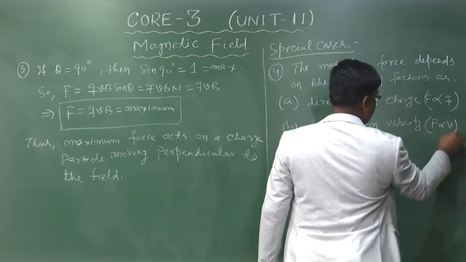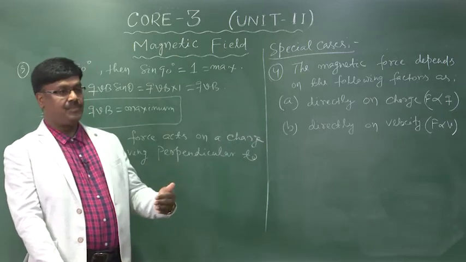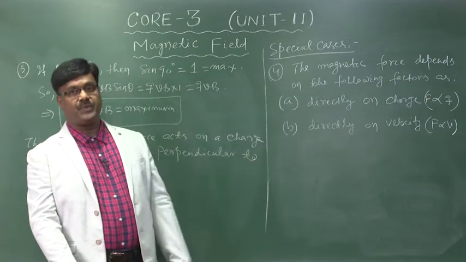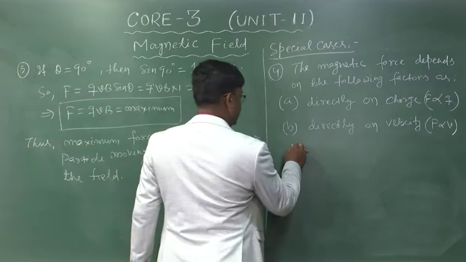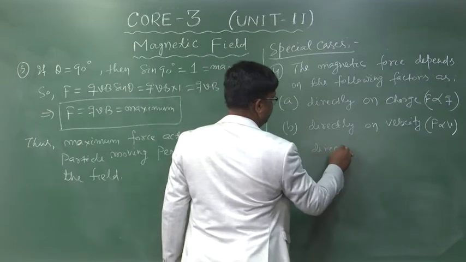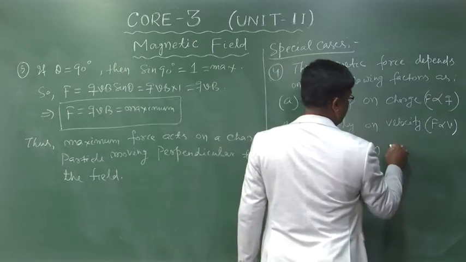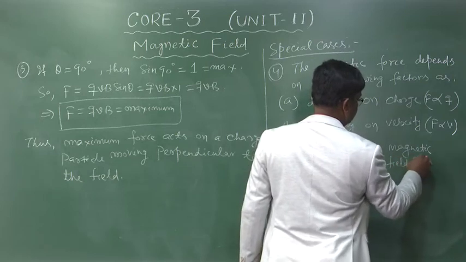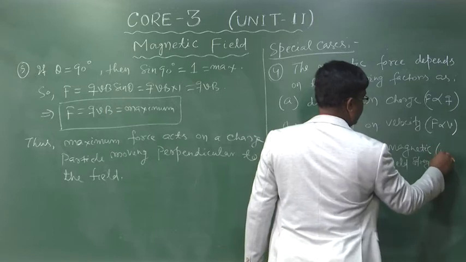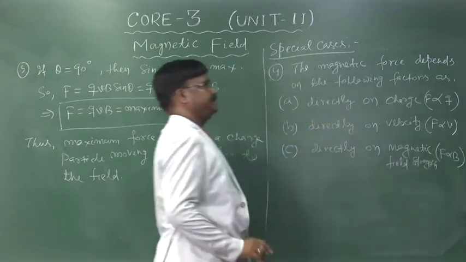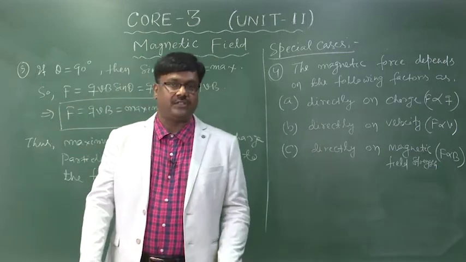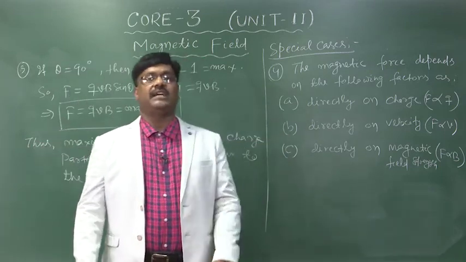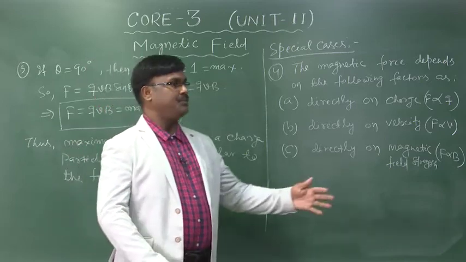That means F varies directly with V. That means if the same charge moves with a greater velocity in the same field, then it will experience more force, and directly on magnetic field strength, that is F proportional to B. That means the greater the magnetic field strength, the greater the force that will be experienced by the same charged particle moving with the same velocity as before.